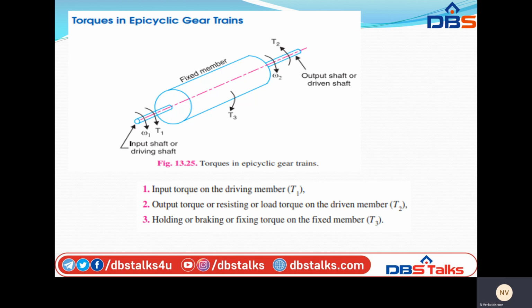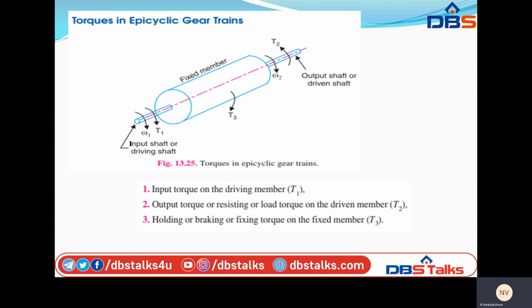So what does torque mean? Force into distance, force into perpendicular distance. What is the force? That is F1. What does the distance mean? That is the radius. So F1 R1 plus F2 R2 plus F3 R3 is equal to 0.